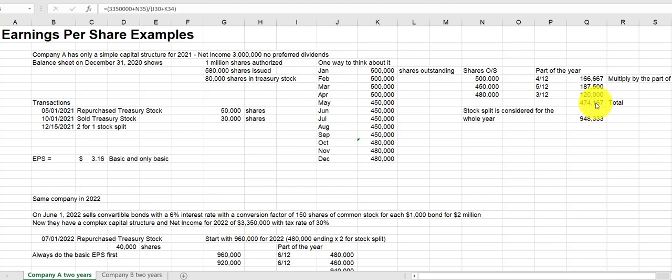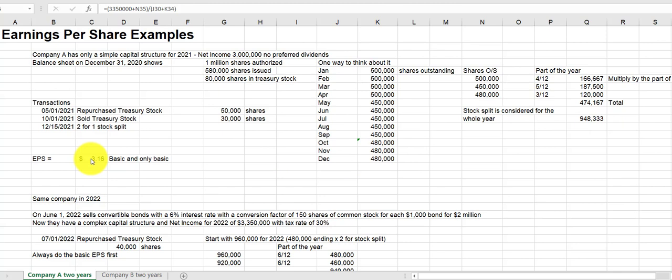We talked briefly last week that stock splits and stock dividends are treated as if they happen at the beginning of the year, even if they happen in December. In this case, the easiest way to deal with a stock split is just multiply by 2, because it should affect all the shares equally through the whole year. If it was a 3-for-2 stock split, you'd multiply by 1.5. If it was a 30% stock dividend, you'd multiply by 1.3. But it's always the last thing you do to consider that stock dividend or stock split.